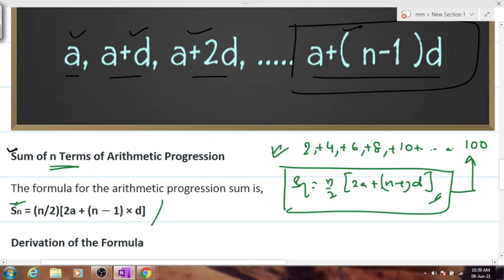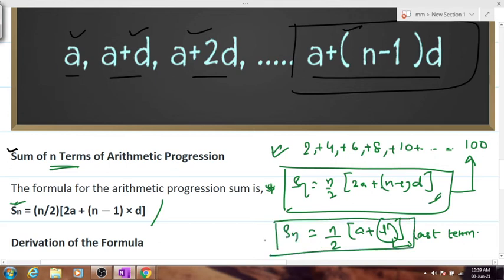One more formula is out here. It's given as n by 2 into (a plus l). Now you say, so what is l? L is your last term. Clear? Copy down both of these formulas. Both of these formulas are applicable depending on the situation that you come across.